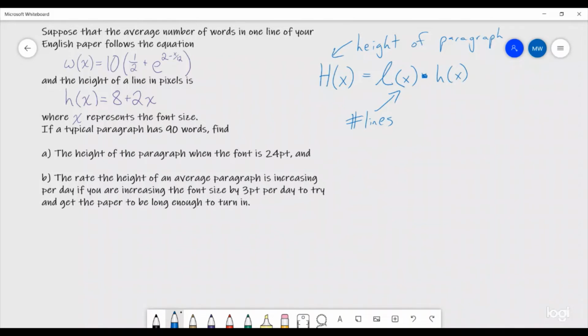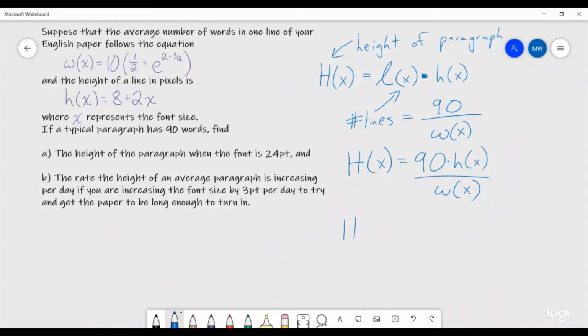So we need to figure out how many lines there are going to be in a paragraph. Well, we know that we can fit a certain number of words per line, and that's going to get us to how many lines there are going to be. So the number of lines is going to be 90 divided by how many words we can fit in one line. So that's 90 divided by w of x. So that means that our entire height function is going to be 90 times our height divided by the number of words we can fit per line. And this is going to give us the height of the paragraph. So when the font is 24, we need to figure out what's the height.